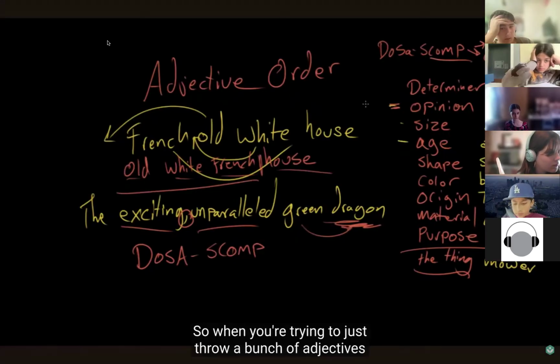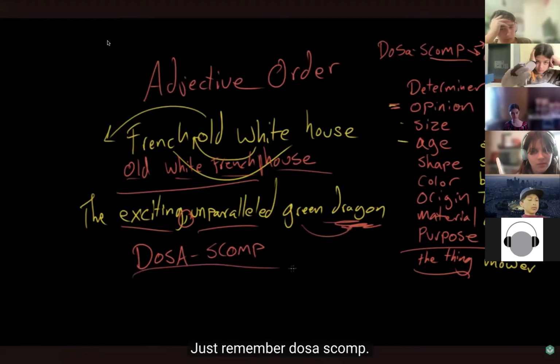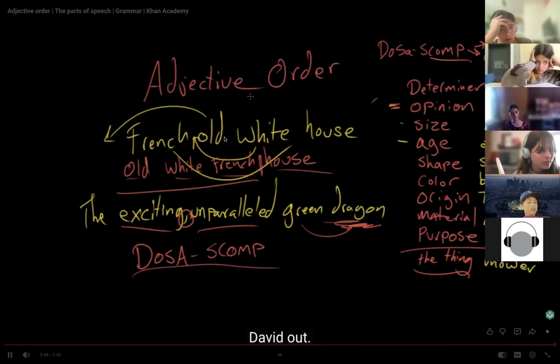So when you're trying to just throw a bunch of adjectives together on the left side of a noun, this is the order. Just remember, Dosascamp. And that's how adjective order works in English. You can learn anything. David out.